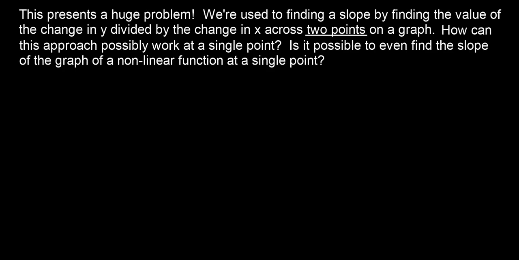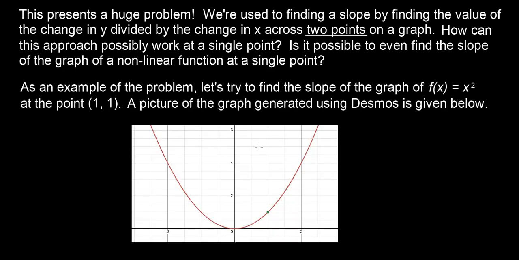So here's an example of the problem that we have in front of us, hence the name of the video. I have a graph of f of x equals x squared depicted, and I want to find the slope of that graph at the point 1, 1, which is the point pictured in green.